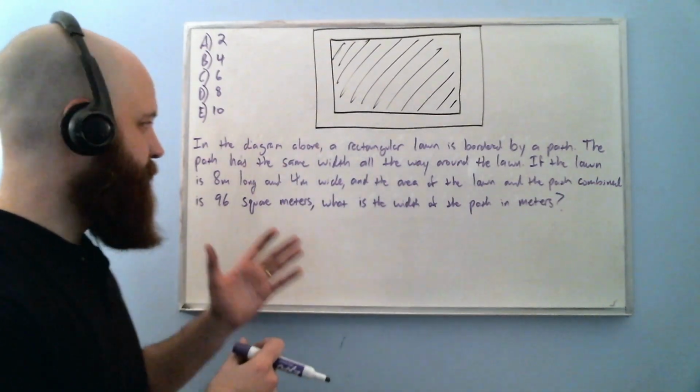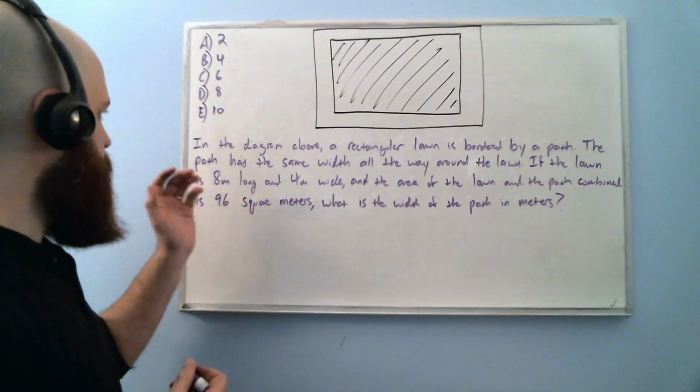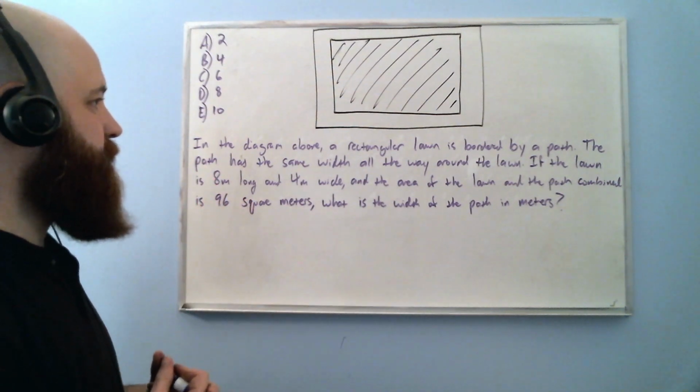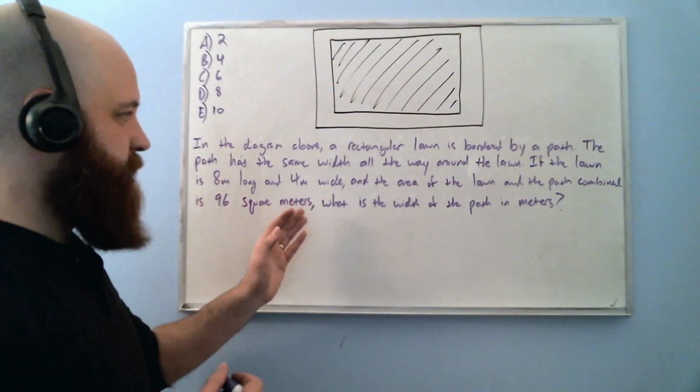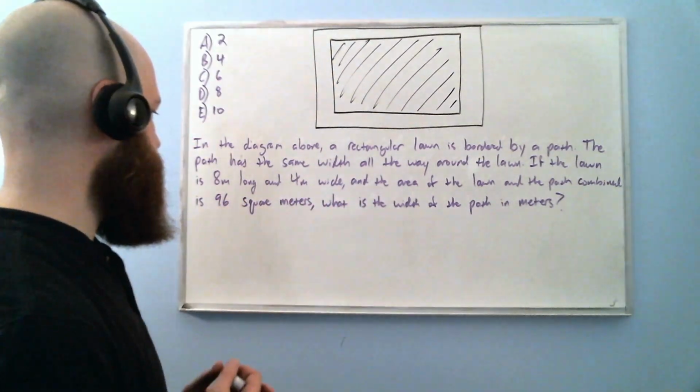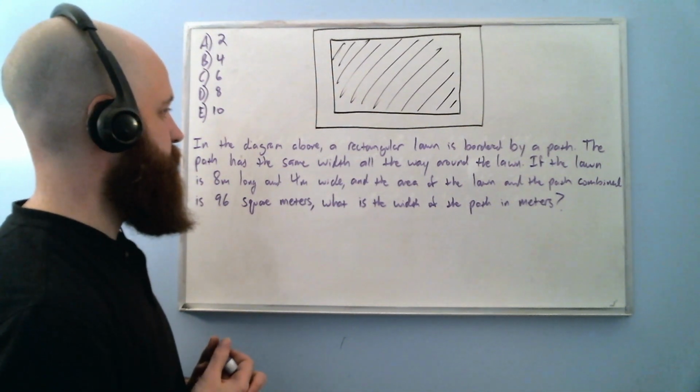All right. In the diagram above, a rectangular lawn is bordered by a path. The path has the same width all the way around the lawn. If the lawn is 8 meters long and 4 meters wide, and the area of the lawn and the path combined is 96 square meters, what is the width of the path in meters?